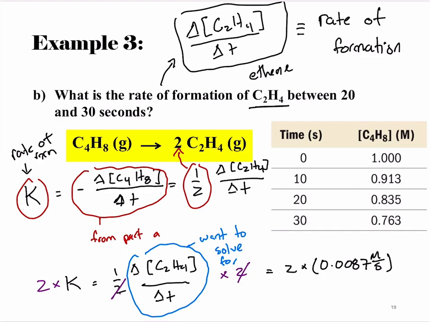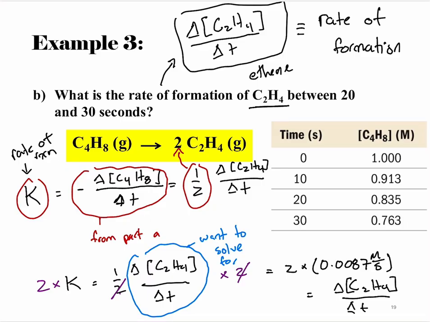Molarity per second equals delta C2H4 over delta T. I have a question. Would it be a slower rate this time because it's from 20 to 30 seconds, so the concentrations are lower? Would it be a slower rate from this time because you're going from 20 to 30 seconds?